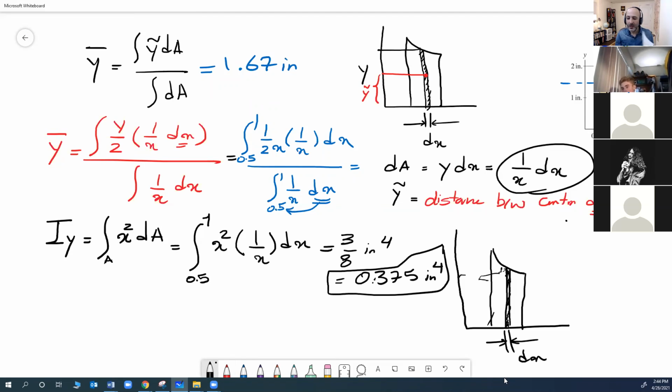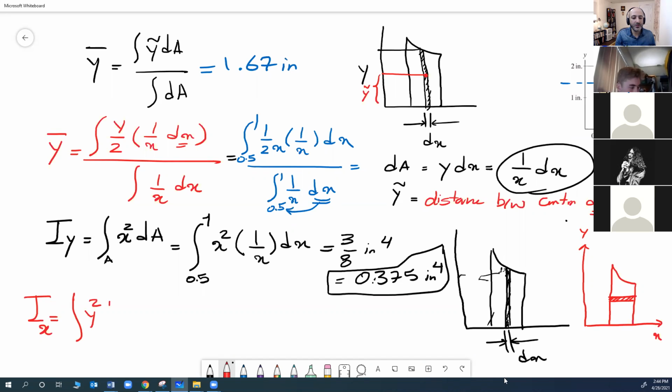Okay, now I have a little bit of time, so let's do just an extra practice. Let's do Ix. In this case, it's recommended to take the element parallel to the x-axis. So the integral is going to be y squared dA. I already have my dA. I might need to do a substitution here. Let me go up here. We don't need this anymore.